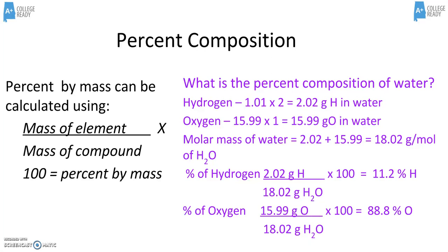Now, if I want to know the percentage of hydrogen in water just by itself, I'll take the grams of the hydrogen divided by the molar mass of water times 100 to get 11.2%. If I want to find the percent of oxygen, I take my 15.99 grams of oxygen divided by the total molar mass of water of 18.02, then times 100 will give me 88.8%.